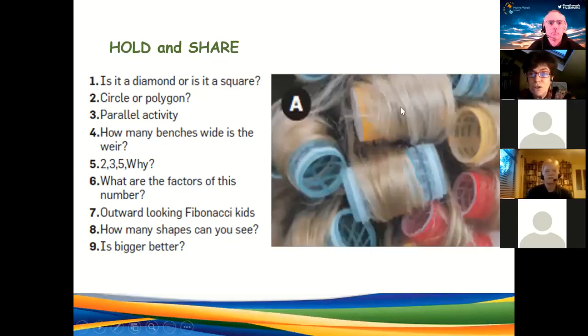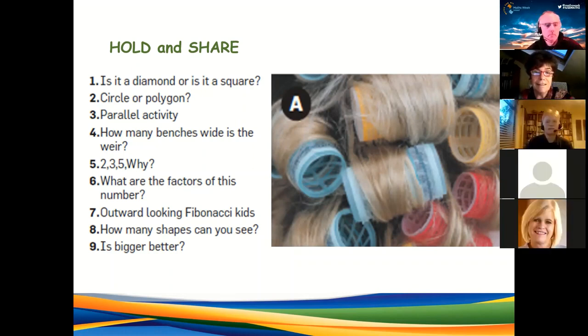Right, the next picture, we're just going to continue. You're into the routine now. So just look at the picture and then decide which tagline you think fits it best. I'm going to ask you to share your answer. Share, please.